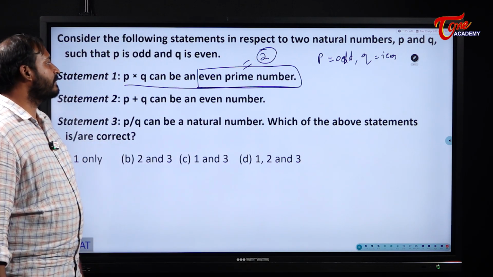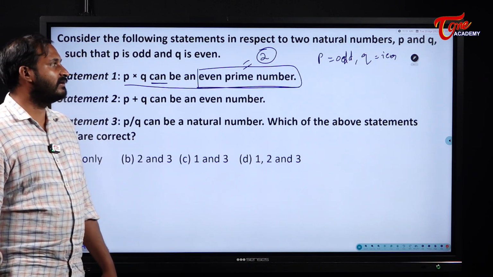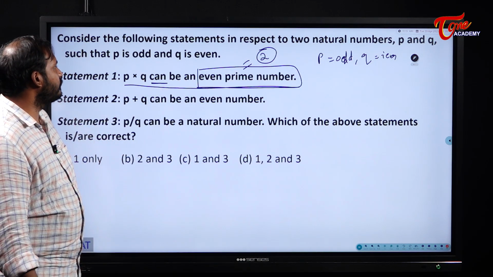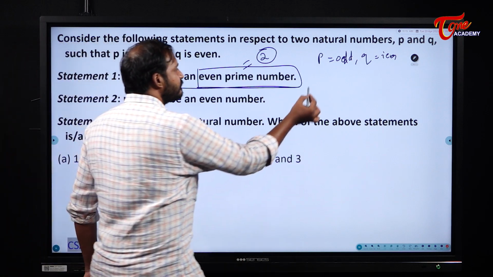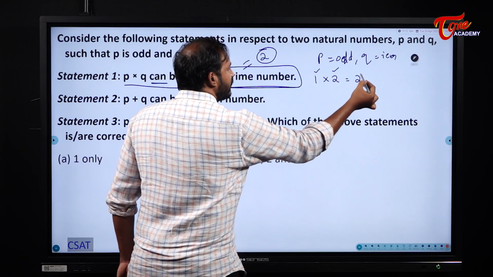What is the only even prime number we have? 2. Can be, right? So P and Q, what are the values I can take, students? P should be odd and Q should be even. Can I take this one? 1 into 2. P is odd, Q is even, and the product is an even prime number.